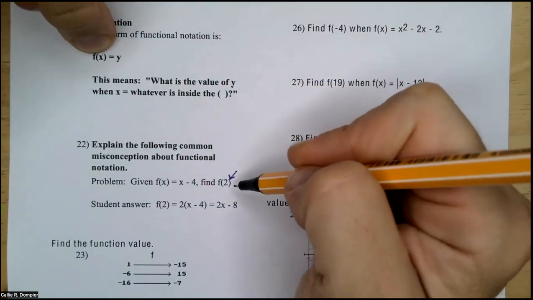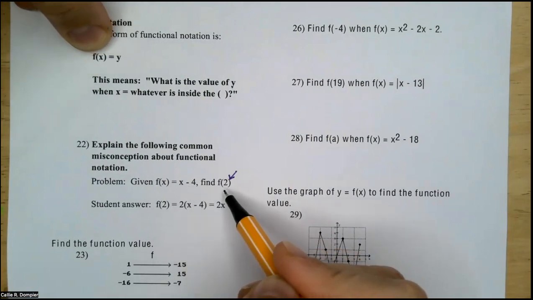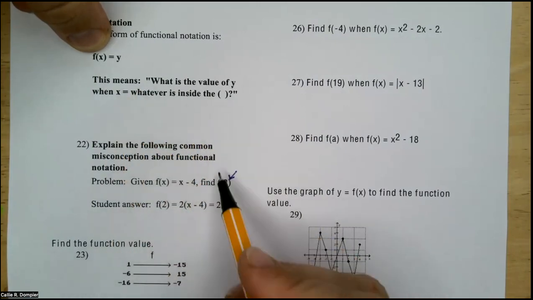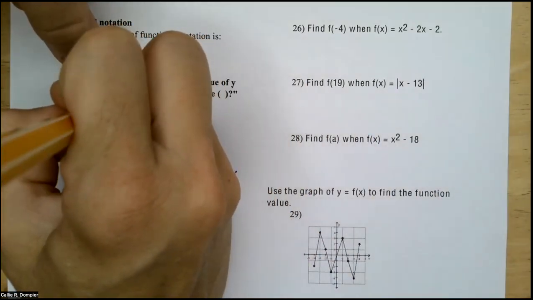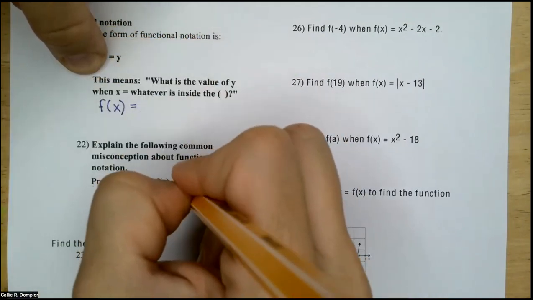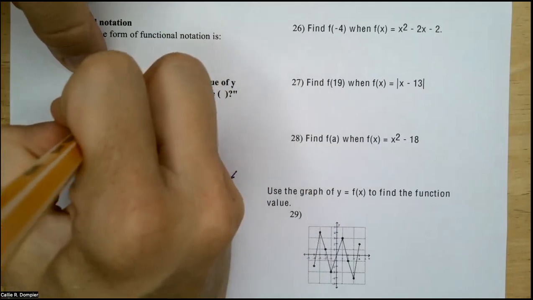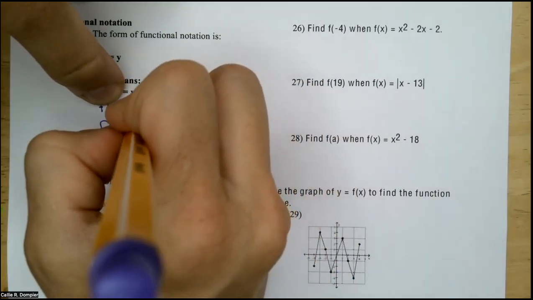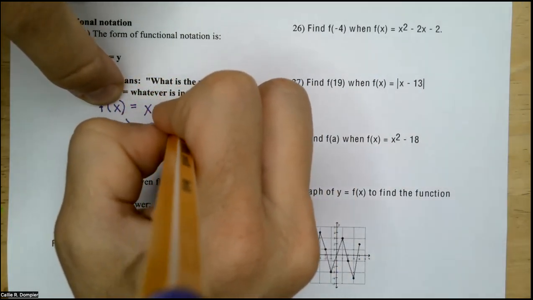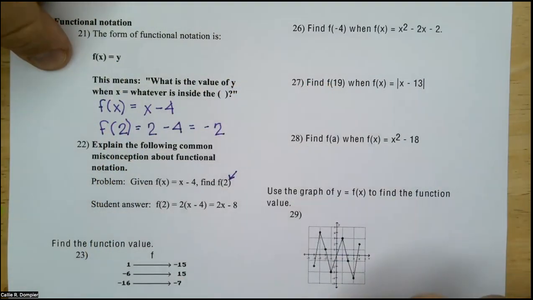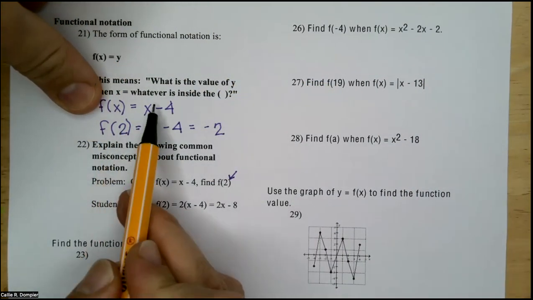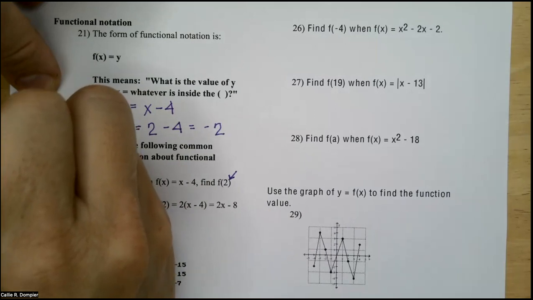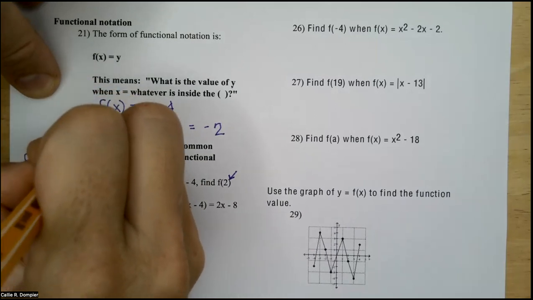F of x equals y. Here, f of x equals x minus 4. F of 2 means what is the value of all of this when x becomes whatever's inside the parentheses. So f of x equals x minus 4. F of 2, 100% of the time, what they want you to do is take that 2 and put it here. You're just substituting in that number for the x and finding your answer. So f of 2 is -2.